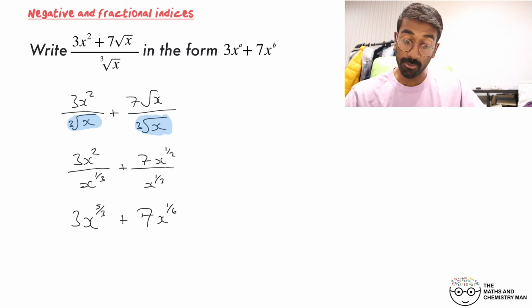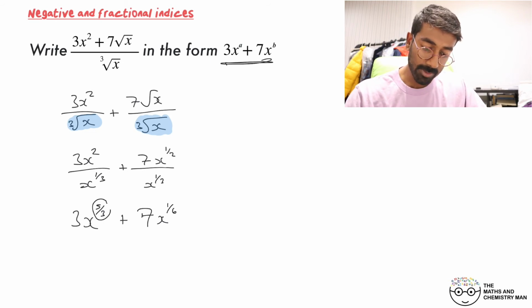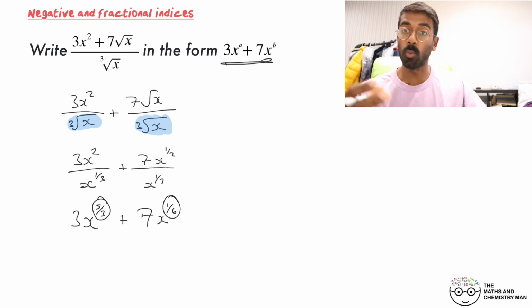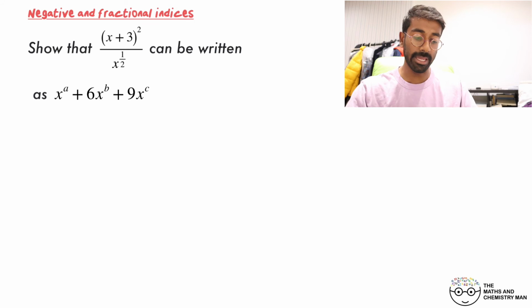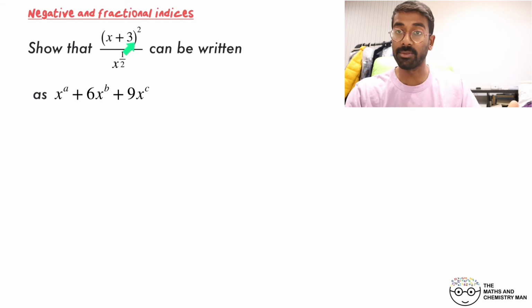And so that's in the form that they wanted, right? So A is going to be 5/3 and B is going to be 1/6. Done. Okay, next, very similar again. But what we'll need to do maybe is expand out the bracket on the top before we begin.